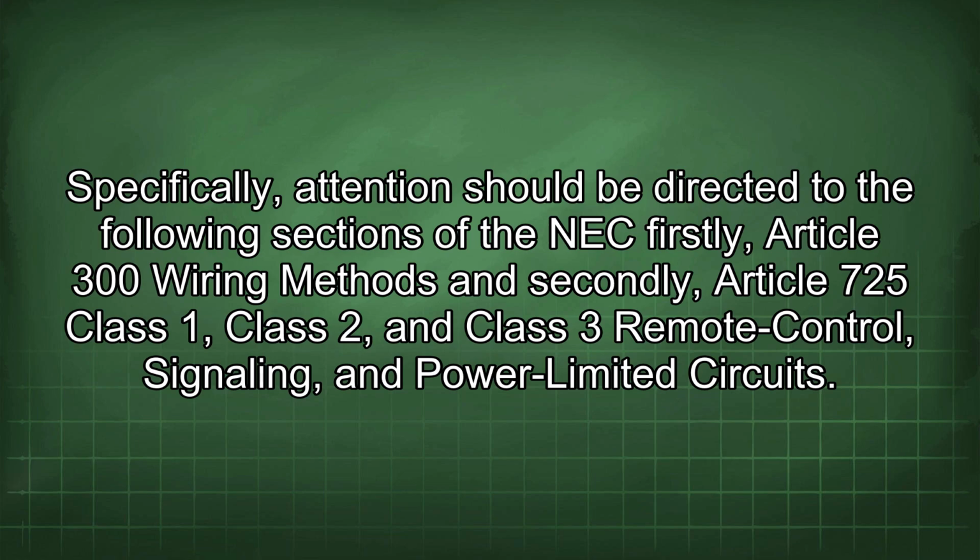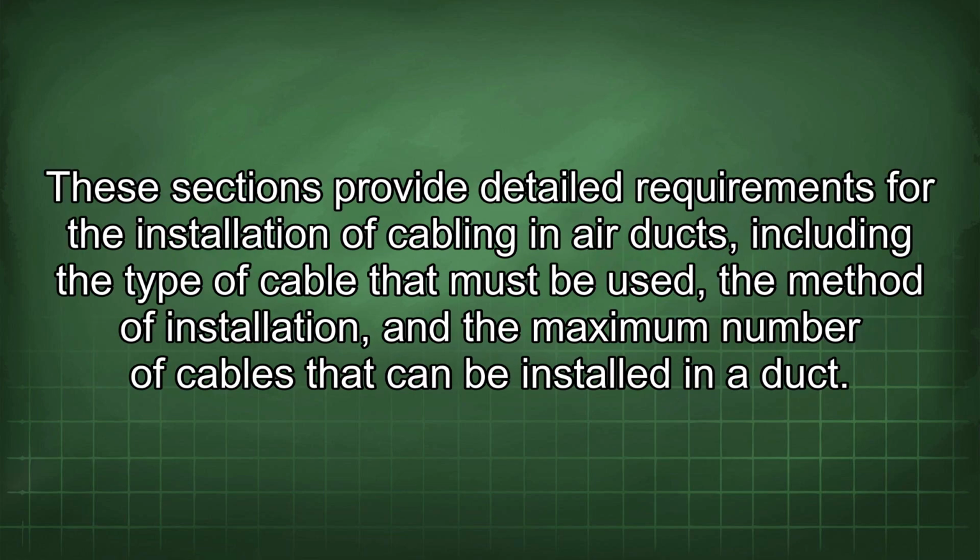Firstly, Article 300 wiring methods, and secondly, Article 725 Class 1, Class 2, and Class 3 remote control, signaling, and power limited circuits. These sections provide detailed requirements for the installation of cabling and air ducts, including the type of cable that must be used, the method of installation, and the maximum number of cables that can be installed in a duct.